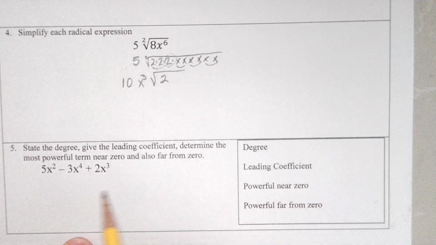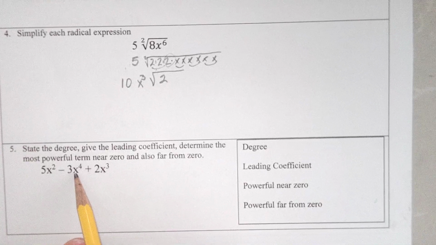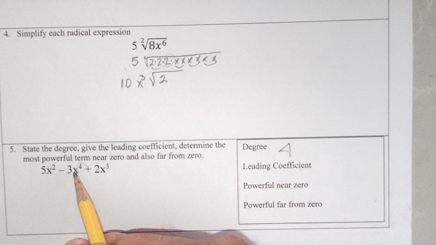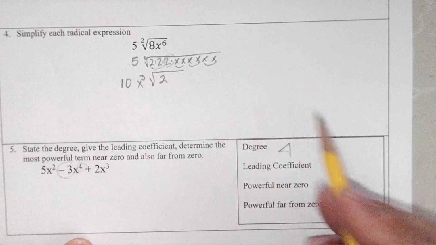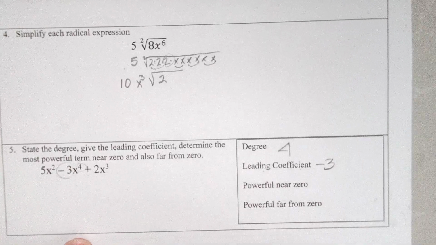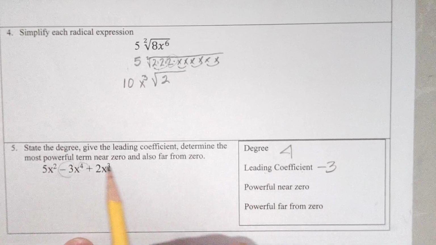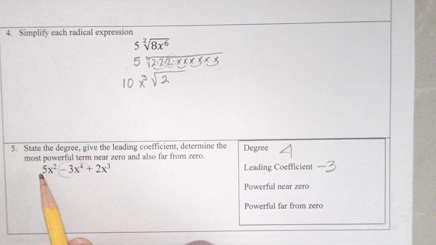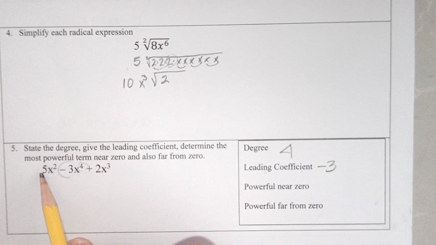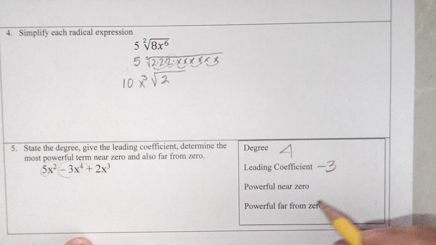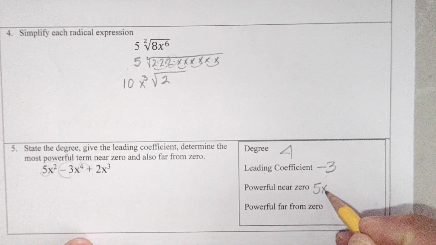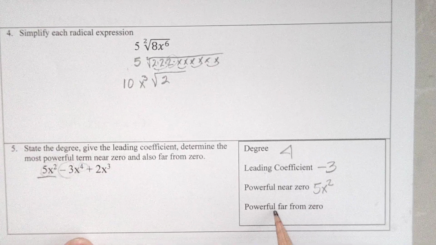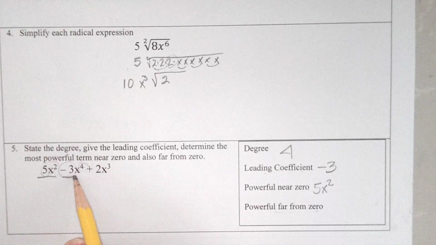Now, the degree, that's the highest exponent, so it's 4. Leading coefficient is how many x to the 4th we have. -3. Most powerful near 0. This is the most powerful far from 0. The lowest power of x is most powerful near 0. So that's 5x squared, the term with the lowest degree. And far from 0 is the term with the highest degree.